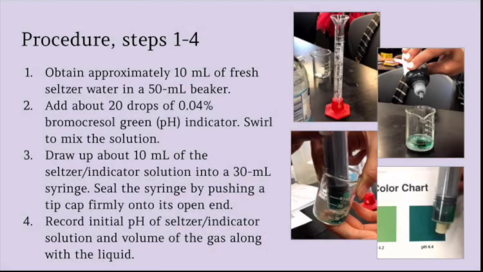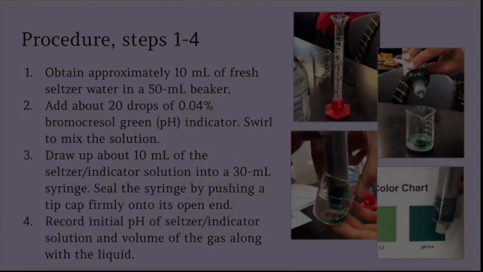To start off, obtain approximately 10 milliliters of fresh seltzer water in a 50 milliliter beaker. Add about 20 drops of 0.04% bromocresol green indicator. Swirl to mix the solution. Draw about 10 milliliters of the seltzer/indicator solution into a 30 milliliter syringe. Seal the syringe by pushing a tip cap firmly onto its open end. Record the initial pH of the seltzer/indicator solution and the volume of the gas along with the liquid.